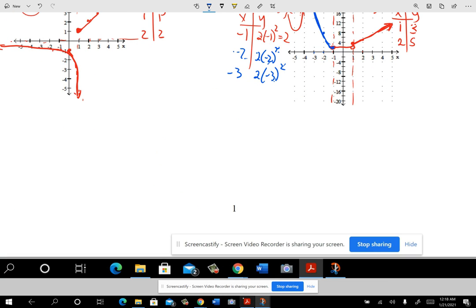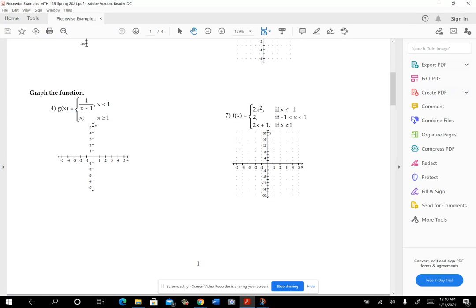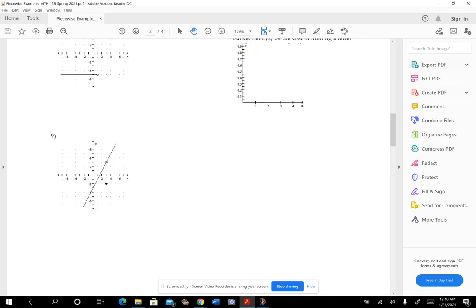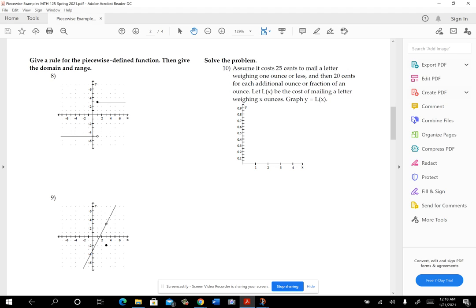All right, so we're almost done with that. Okay, let's go ahead and go to the next page. Just had 3 more in here where we're going kind of backwards this time.